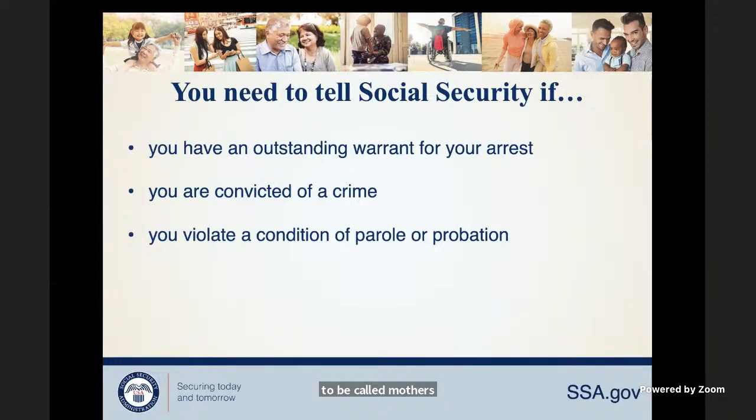Now, when people file, they do need to tell us if they have an outstanding warrant for their arrest, or they've been convicted of a crime, or they're violating parole or probation. Now, as you know, as social workers, people don't always tell us that. So if we find out later that somebody has an outstanding felony warrant, not a misdemeanor, not a bench warrant, we can't approve them for benefits. We can't pay them for benefits if they violate their parole or probation, or they have outstanding warrants for their arrest. So we do check into that. They may not tell us at the beginning, but we find out later.